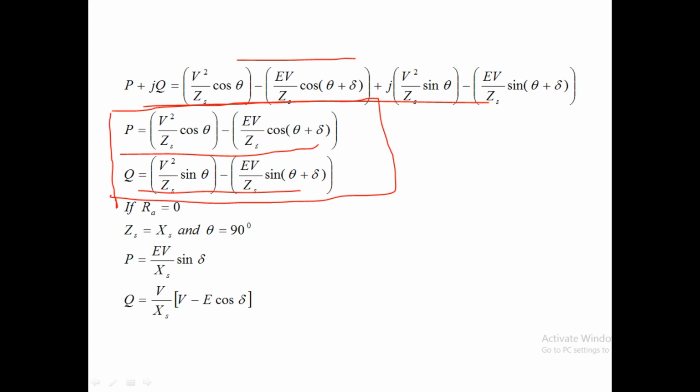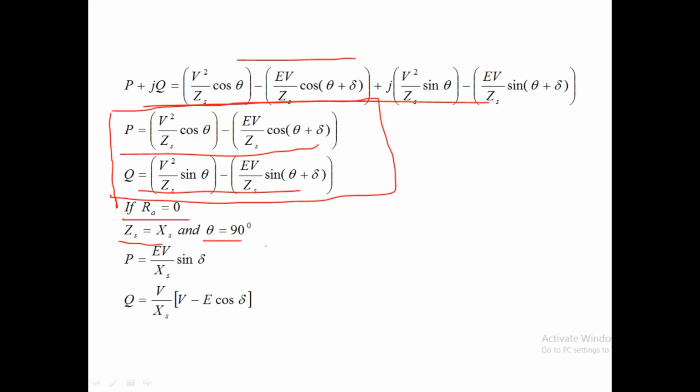Now normally in a generator or in any machine, this resistance will be very, very small. In a DC machine, transformer, synchronous machine, any machine, if you compare it with the reactance XS in case of a synchronous machine, RA will be negligible. So here we are taking RA equal to 0. Then we can say total impedance will be equal to XS and theta will become 90 degrees.